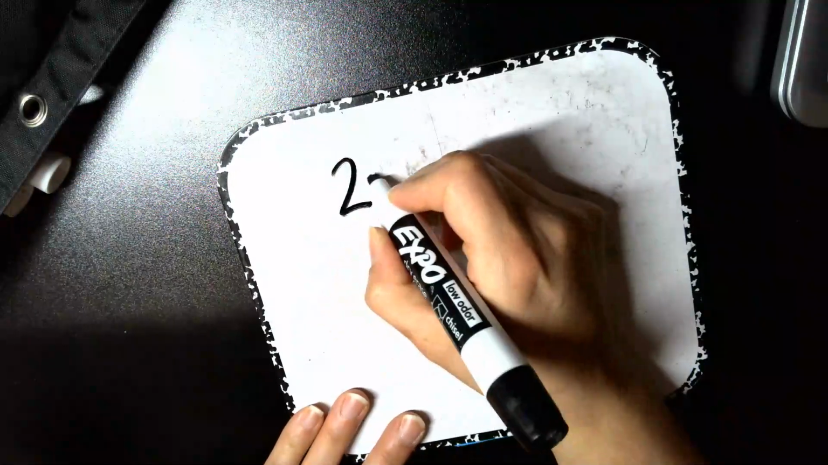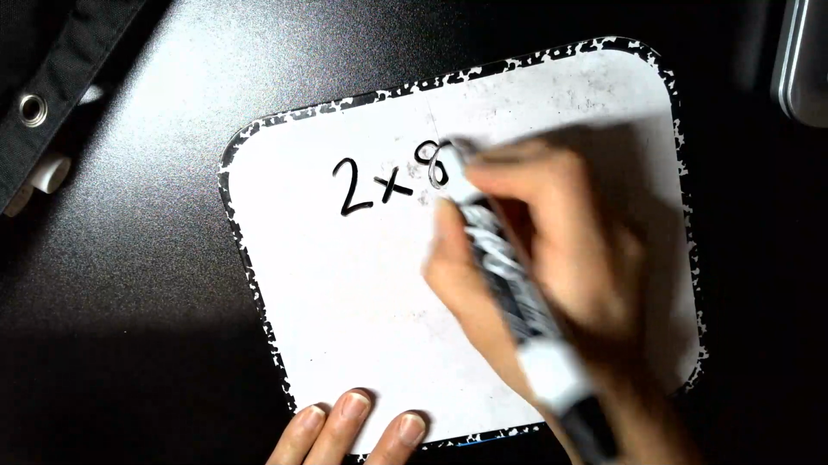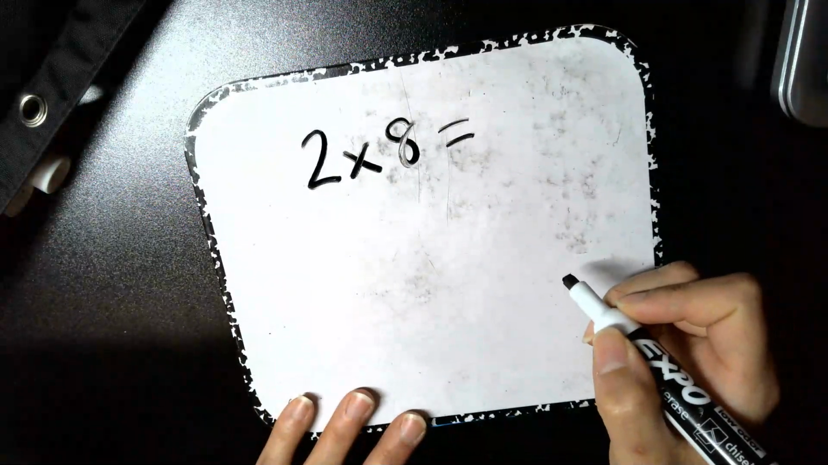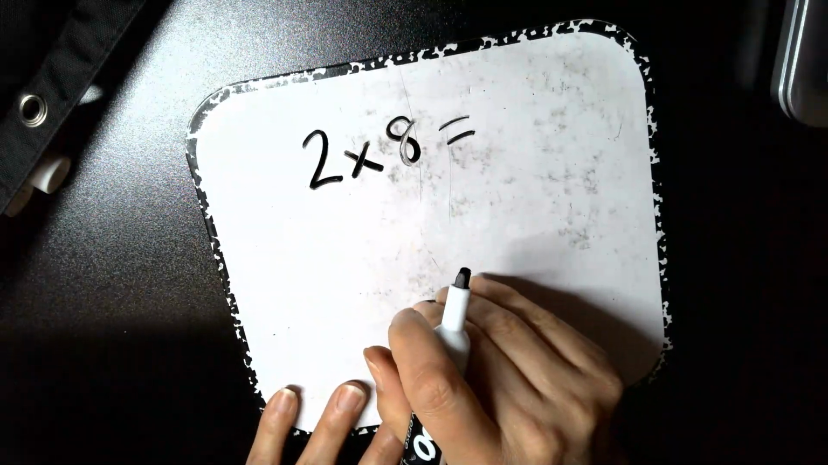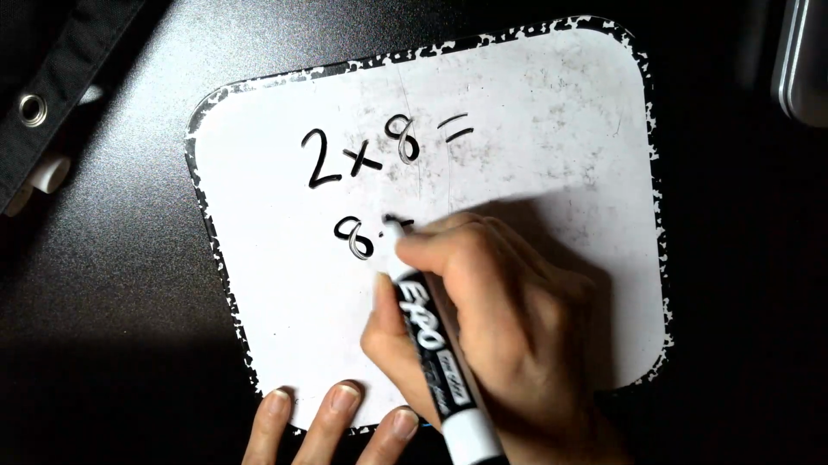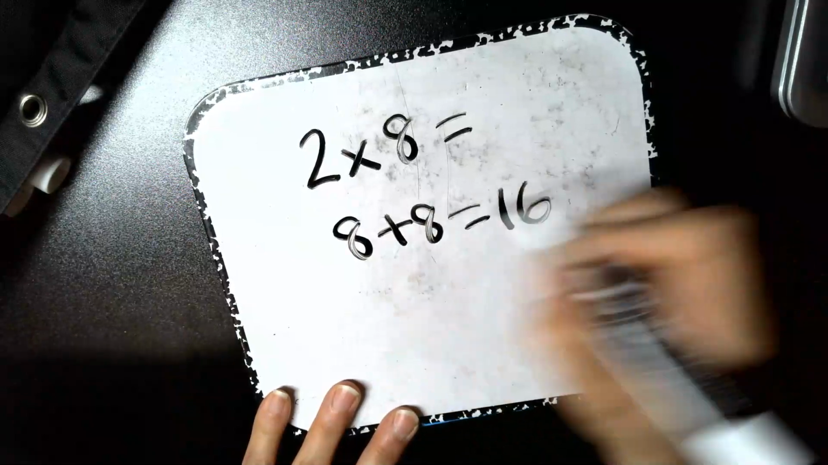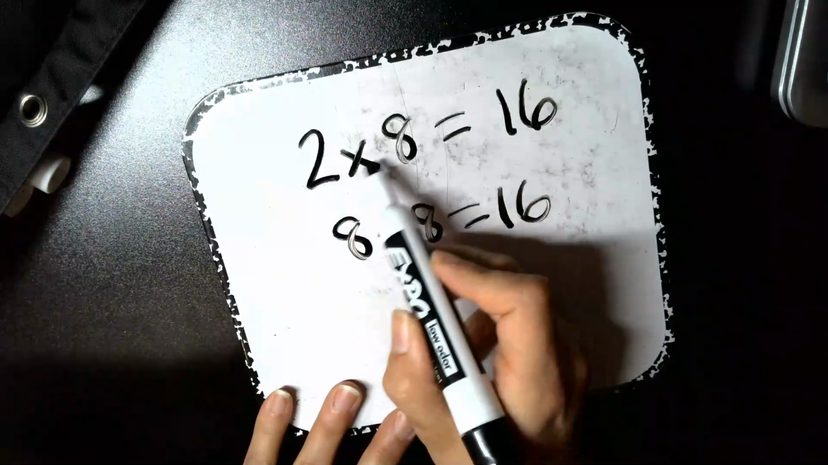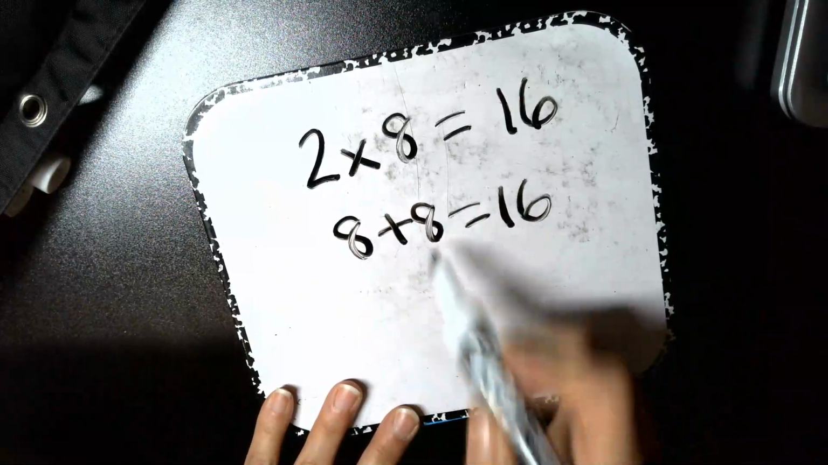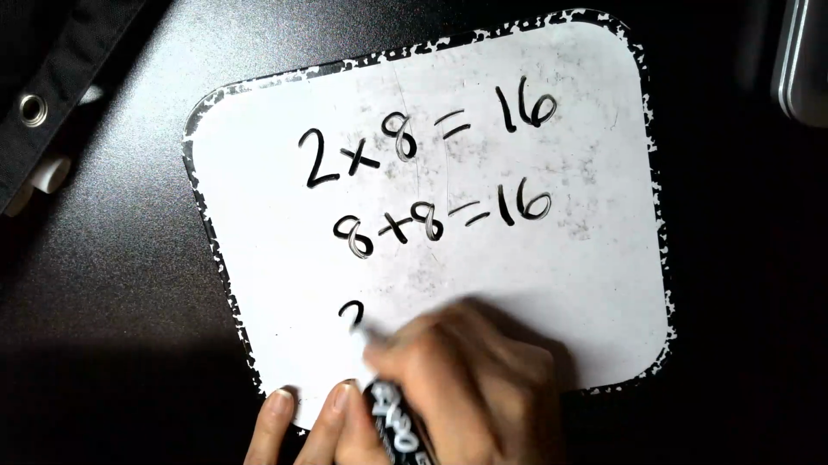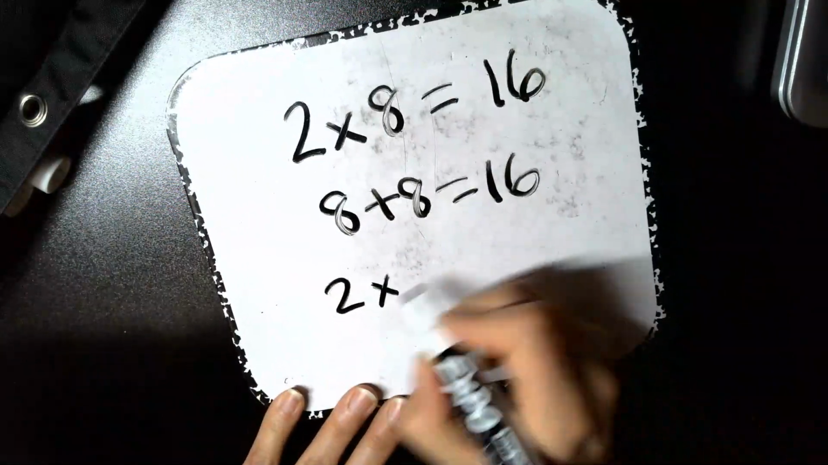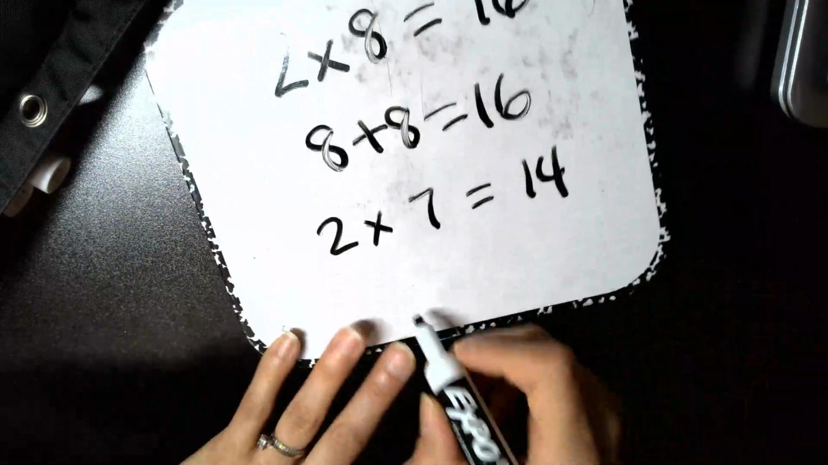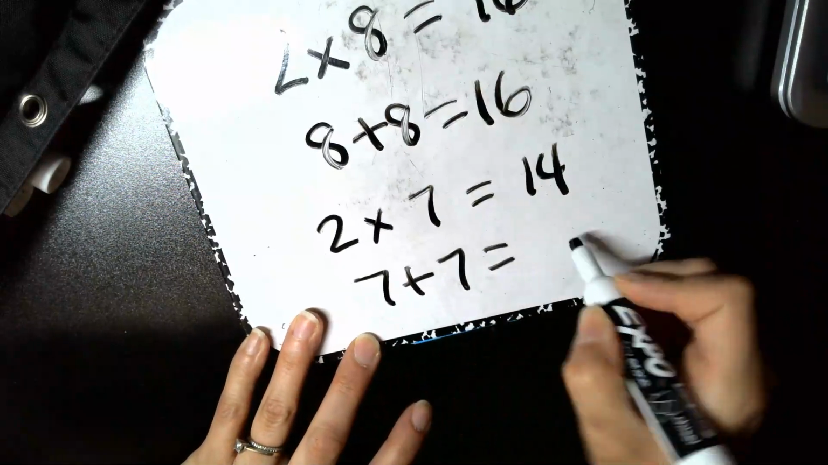Okay, so then we go to the 2's, and we have 2 times 8, let's say. When we get into the 2's, it's important to know your doubles. So if you know 8 plus 8, you know that's 16. So then you know that this is 16 because it's just 2 groups of 8. This is one group of 8, that's another group of 8. So it's just 16. 2 groups of 7 would be 14. And we know that because we know that 7 plus 7 equals 14.